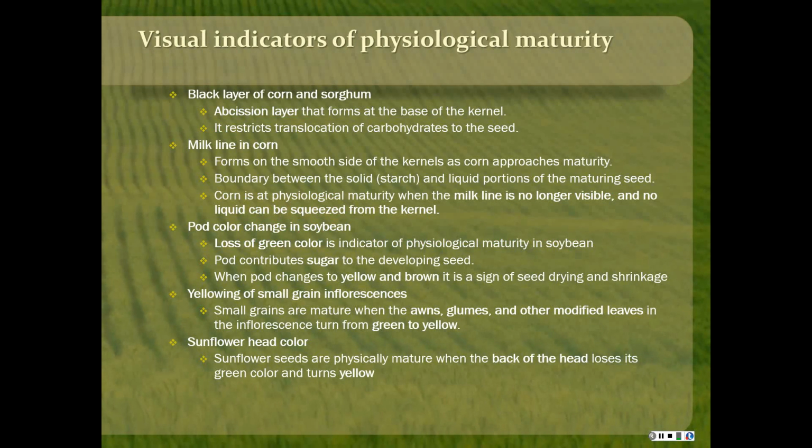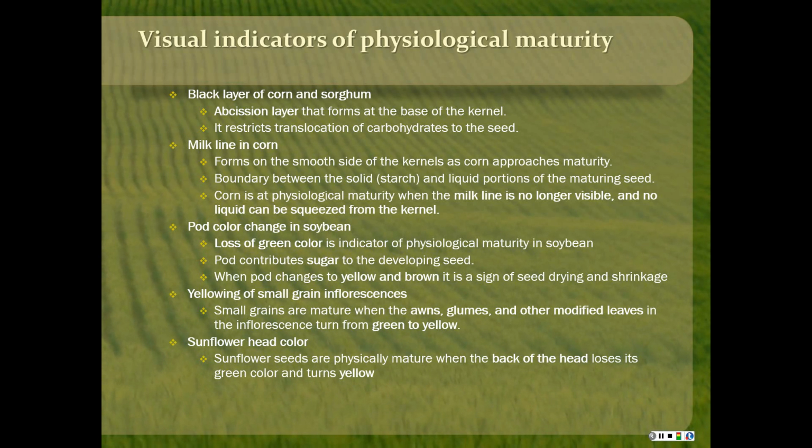And there are visual indicators of physiological maturity. We've gone over these in other chapters, so I won't go into too much depth with them. You might want to look back at the pictures of some of the stages so you know what to look for. The black layer of corn and sorghum is the dark layer that forms at the base of the kernel, and it means that carbohydrates are no longer moving into the seed, so the seed has got all the sugar development that it's going to have.